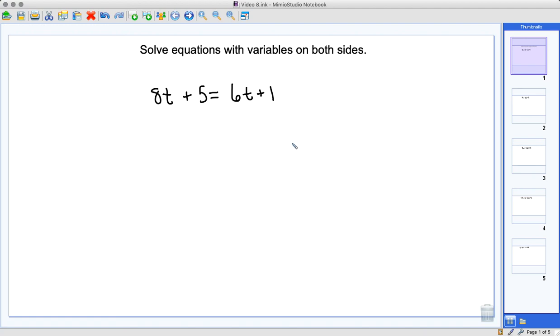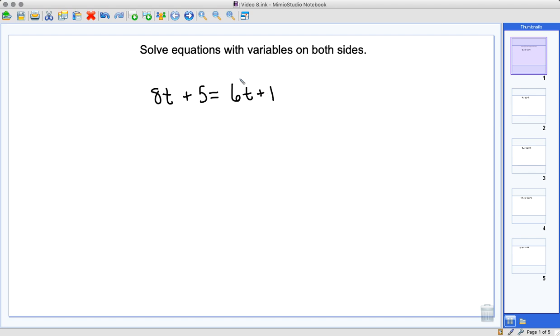All right. So today we're going to talk about how to solve equations with variables on both sides of the equal sign. Up until this point, all of our variables have either been all on the left side or all on the right side. You're going to use the same inverse operations to move things to one side or the other.